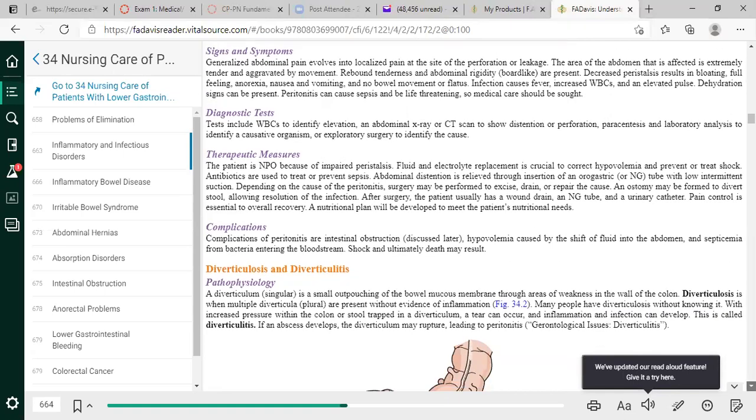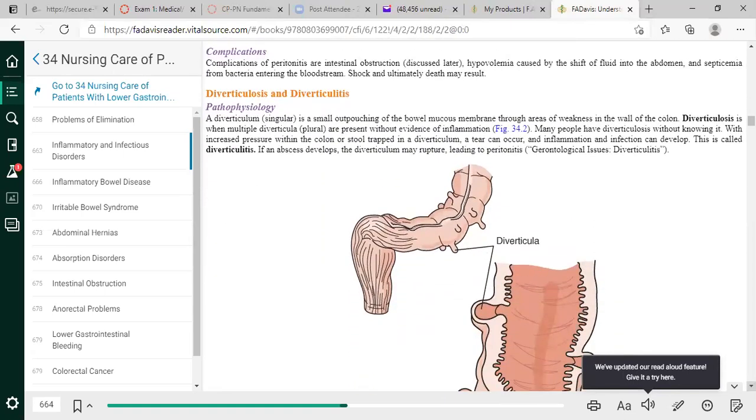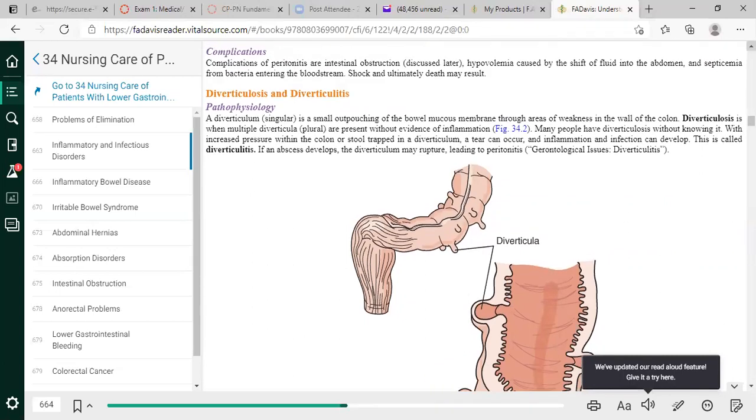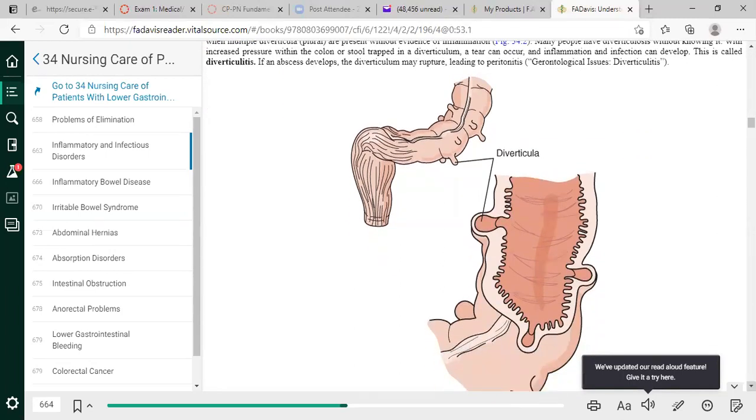It talks about diverticulosis and diverticulitis. And it talks about the diverticulum is a small outpouching of the mucous membrane. And diverticulitis is typically the result of an infection. So diverticulitis is usually the result of inflammation or an actual infection.